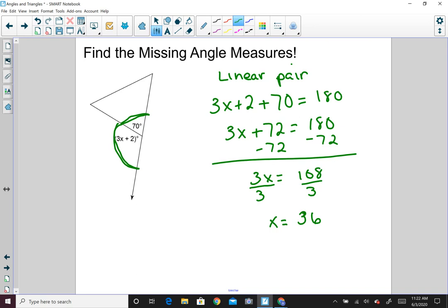So x is 36. This angle is 3x plus 2. So I have to put it back in. So I get 3 times 36 plus 2. Well, 3 times 36 is 108 plus 2 means this is 110 degrees for that angle. So I not only found x, but I also found the measure of the angle. Make sure you do both things. You find x and you find the measure of the angle.